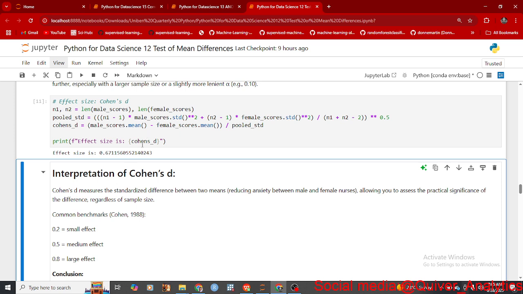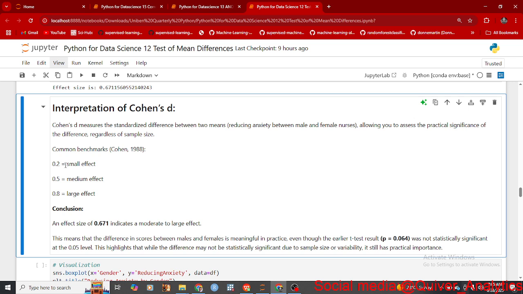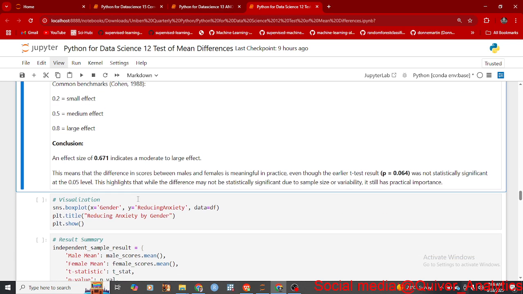anxiety using play therapy? All right, so for Cohen's d, the interpretation is usually: 0.2 is a small effect, 0.5 is a medium effect, 0.8 is a large effect. So this is 0.67, approximately 0.7. We say it has a medium or moderate effect. All right, so being male or female, gender has a moderate effect on how these nurses can reduce anxiety of their patients using play therapy.